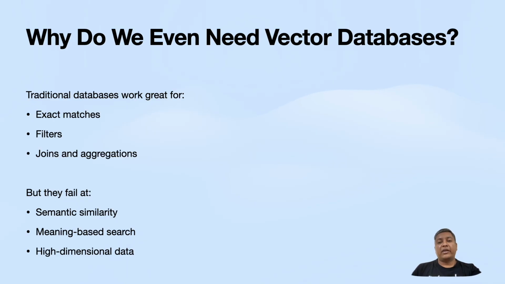Let's start with something familiar, traditional databases. Databases like MySQL or Postgres are excellent when you know exactly what you're looking for. You can filter data, you can join tables, and run aggregations efficiently. But they completely fall apart when questions become more vague or meaning based. For example, you are not looking for an exact match, but something similar in meaning. That's where the problem begins.